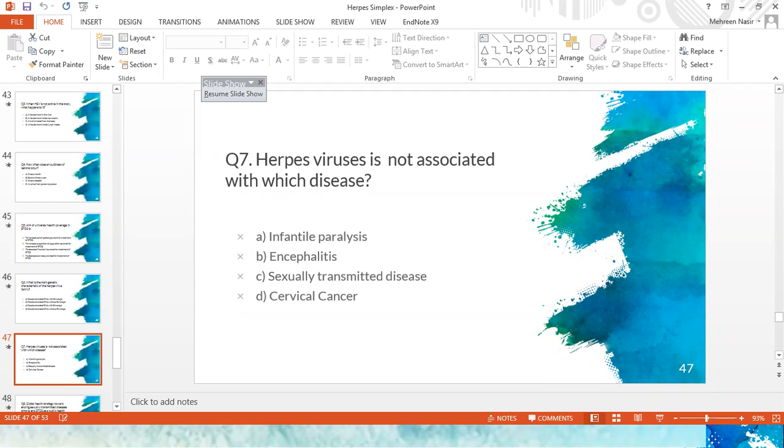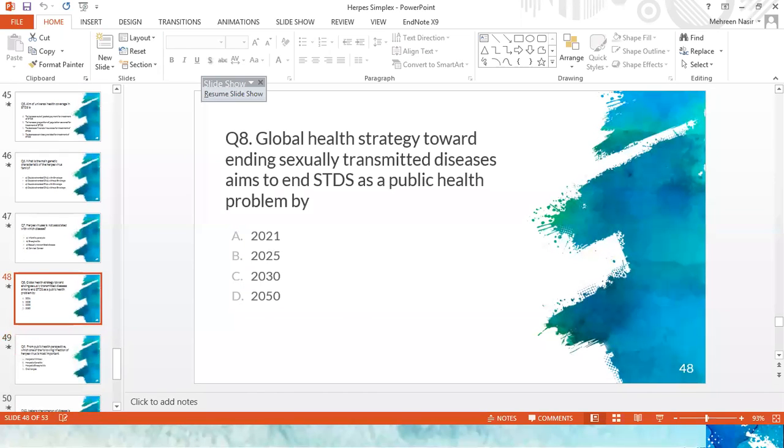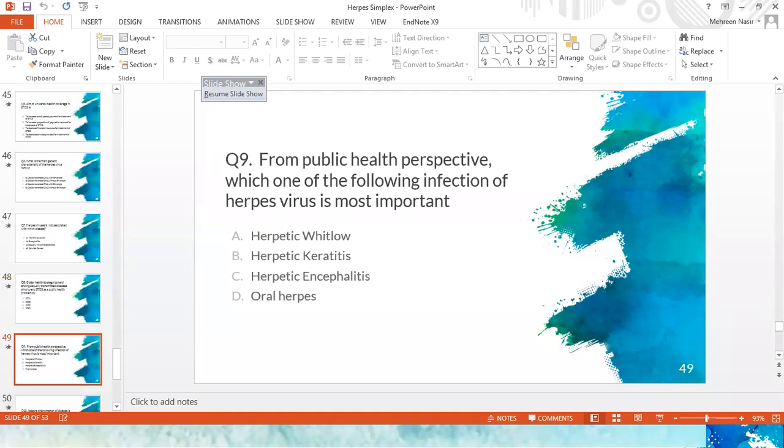Cervical cancer, although the main cause is human papilloma virus, has some associations shown with herpes simplex virus type 2. Global health strategy towards ending STIs aims to end STDs as a public health problem by, the correct answer is 2021.